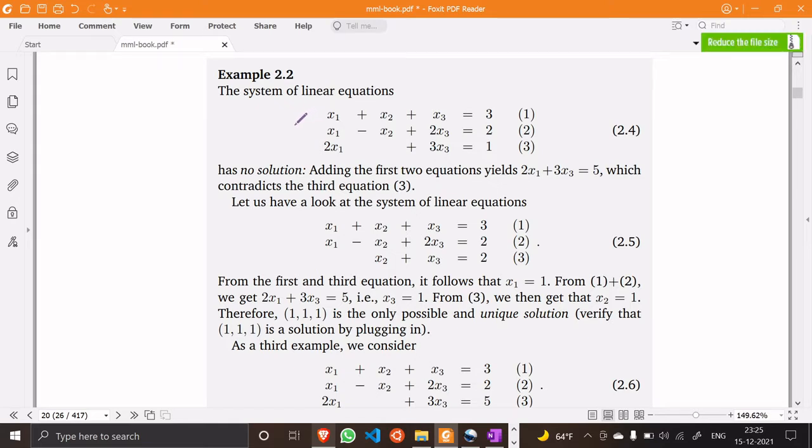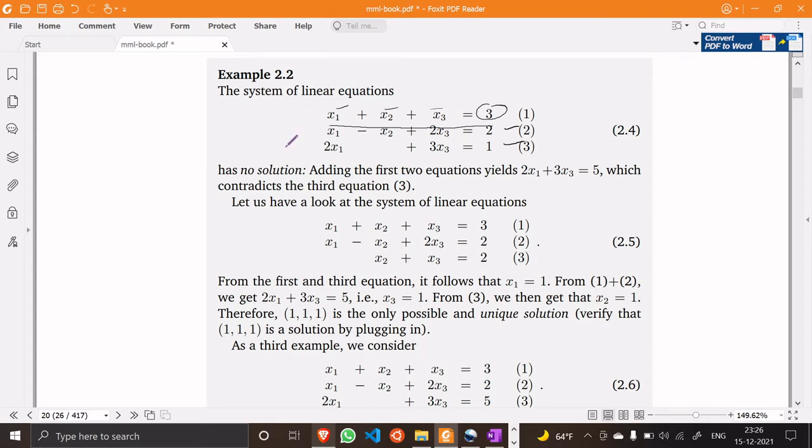What is a system of linear equations? Consider this particular equation. There are three variables, x1, x2, and x3, and all of them have a power of 1, no degree 2 or higher terms, and it is equal to some constant. Similarly for equation number 2 and equation number 3. So these are a set of linear equations. We call such a set of linear equations which are simultaneously satisfied a system of linear equations.